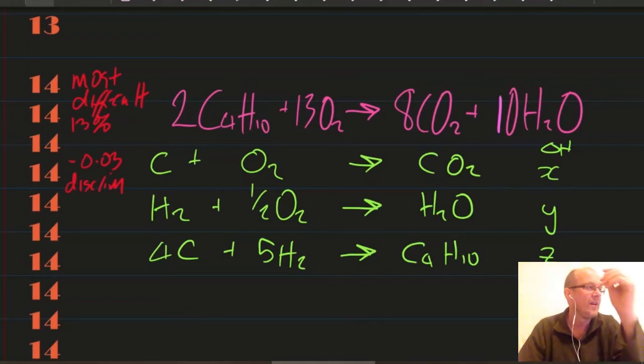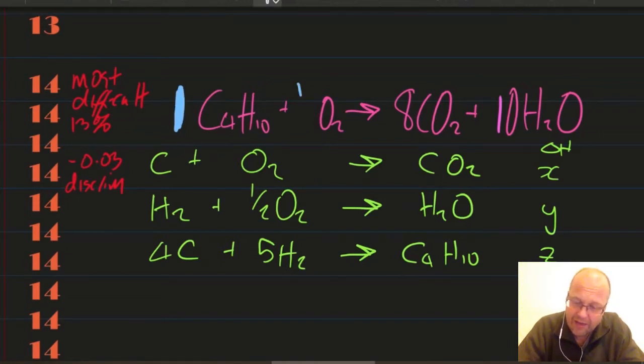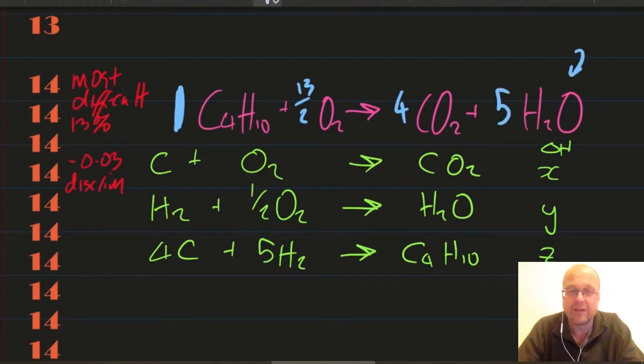And here's the trick. They're asking, what's the enthalpy of combustion of butane? Enthalpy of combustion of butane is not this top equation. By definition, the enthalpy of combustion of butane is completely combusting 1 mole of butane, not 2. So I'm actually going to change that to 1. So my 13 is now wrong. That has to be 13 over 2. My 8 is wrong. That should be 4. And my 10 is wrong. That should be 5. This is now the correct target equation.